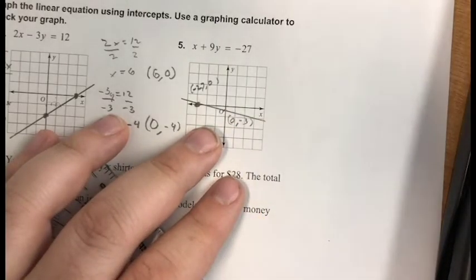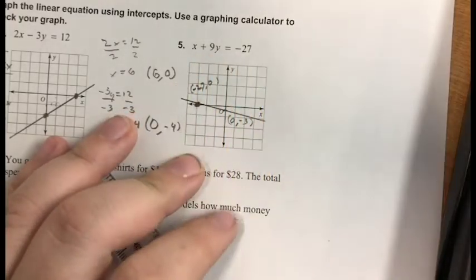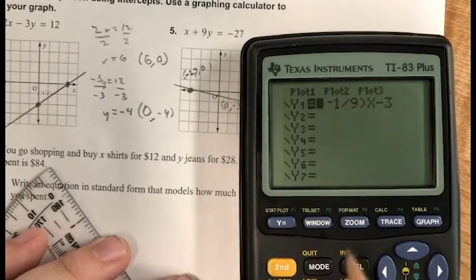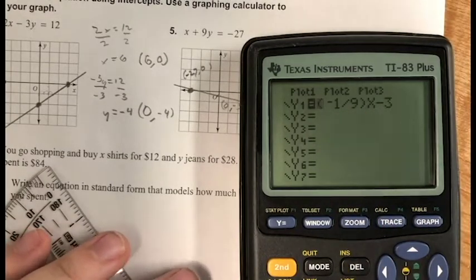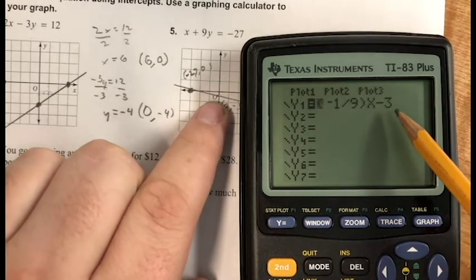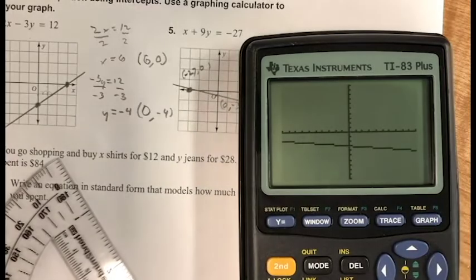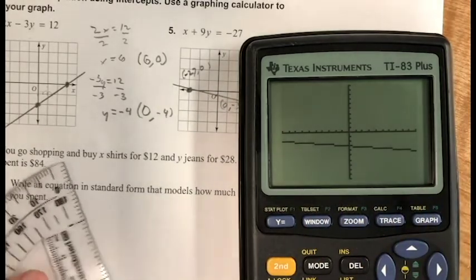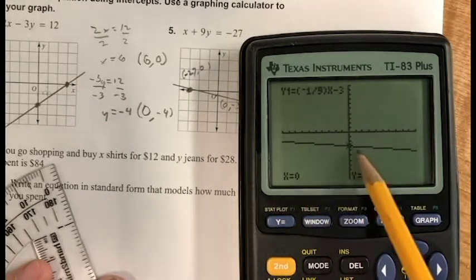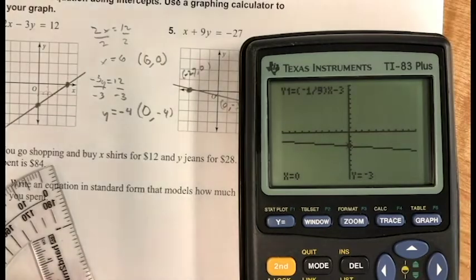Now, my job was to graph this on a calculator, but in order to do so, I have to rewrite this in slope-intercept form, and you should have gotten negative 1/9 x minus 3. And again, that minus 3 happens to match up with our y-intercept. Now, this might have happened to you. When you graphed, you probably got something that looked like this. And then when you traced it, you saw that you were correct on your y-intercept, but you needed to know if you were correct on your x-intercept.